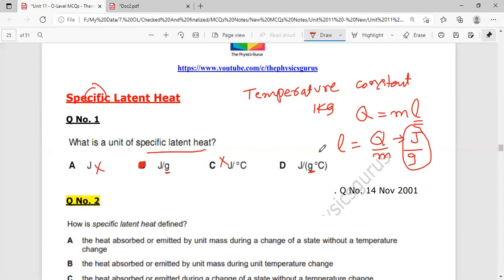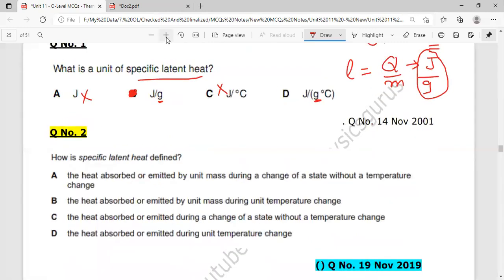Now straightaway the definition of specific latent heat. So specific means 1 kg, latent means constant temperature. Okay, so we will look where the unit mass is given. Unit mass is given over here. Unit mass is given over here. So no unit mass, option C cannot be the correct answer. No unit mass, option D cannot be the correct answer.